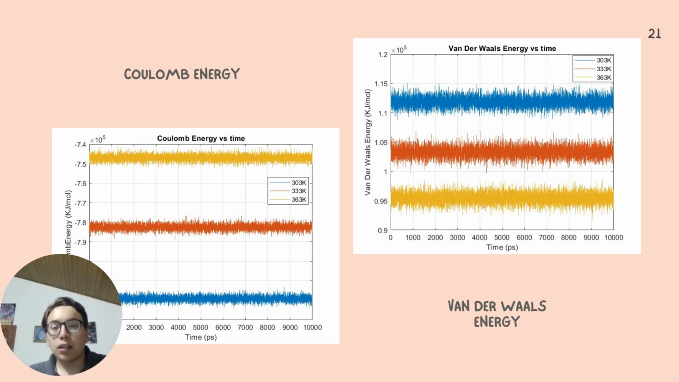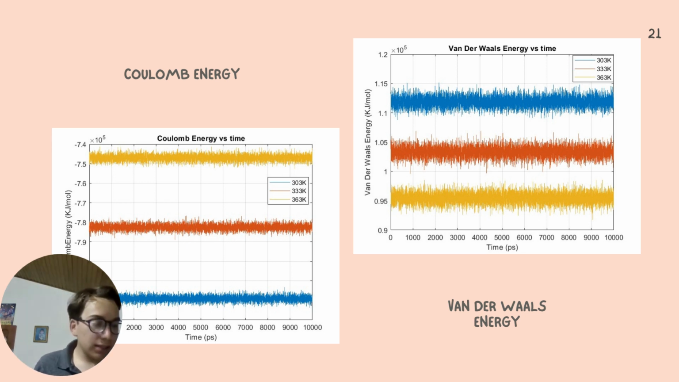As we can see in the Coulomb energy graph, at lower temperatures, the energy is going to be bigger. This happens because this type of energy depends on the distance. So basically, at lower distance, the energy is going to be bigger, and at bigger distance, the energy is going to be lower. That's the reason why at 303 Kelvin, this energy is bigger.